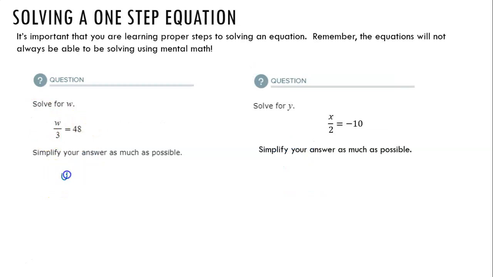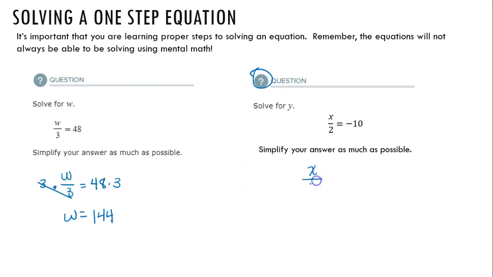It's the same thing with division. The opposite of division is multiplication. So if I have w divided by 3, the opposite of divide is multiply, so we're going to multiply both sides times 3. Just because 48 is divisible by 3 doesn't mean that's how we're solving this problem. We actually need to multiply 48 times 3, and so we get 144. You pause the video and try this one on your own.